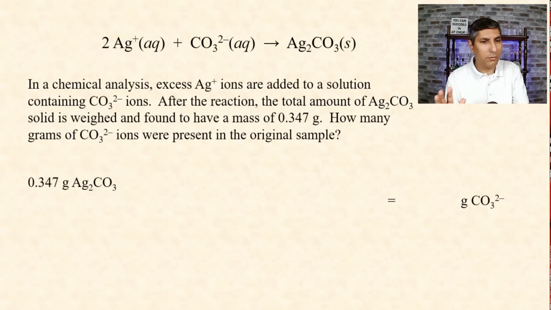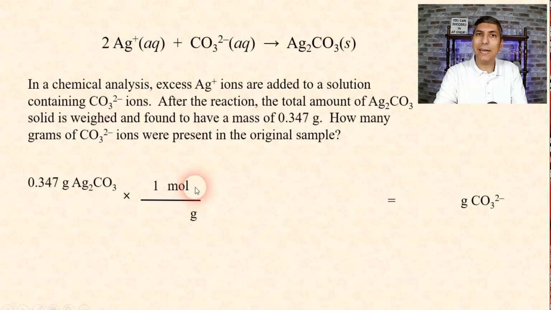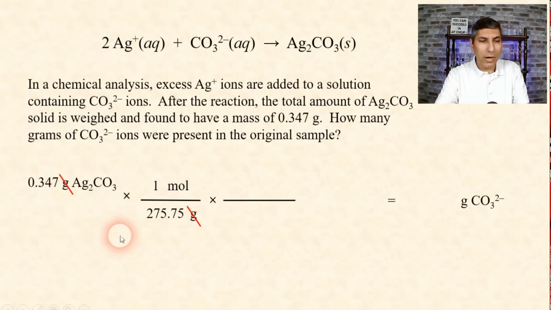So like in any stoichiometry problem that we do, step 1 is convert to moles. So that means I have to put grams on the bottom and 1 mole on top. And we consult the periodic table and see that there are 275.75 grams in 1 mole of Ag2CO3. Now, grams are out, top and bottom. We're now in moles of silver carbonate. Step 2 is the mole ratio. So I take Ag2CO3 and put that on the bottom, since that's what we're trying to get rid of, and we're converting to carbonate.